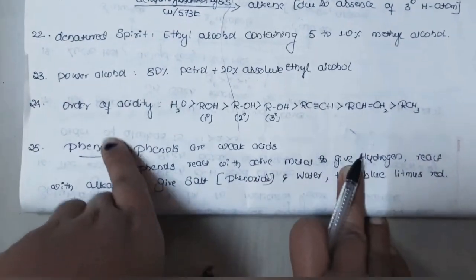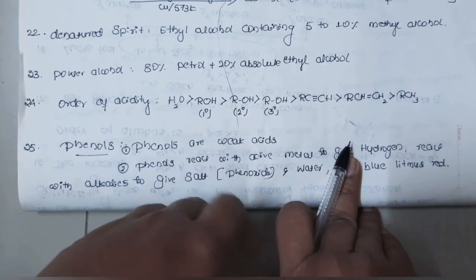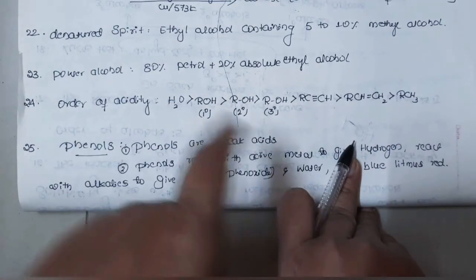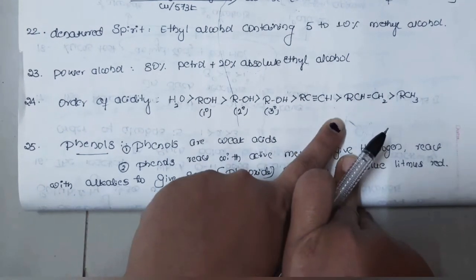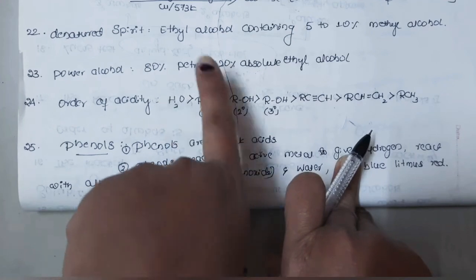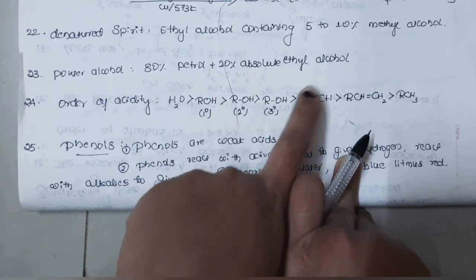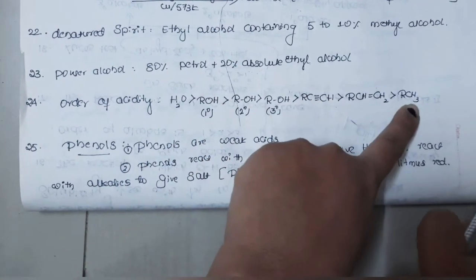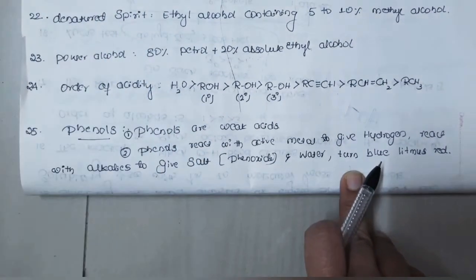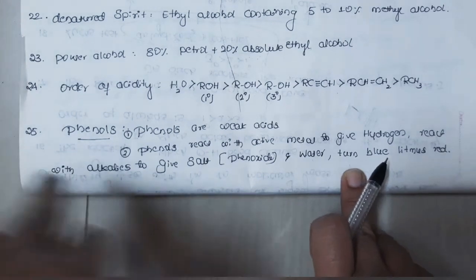When it comes to the order of acidity, we will say alcohol is least acidic. So when I consider the order of acidity of water and the primary, secondary, tertiary alcohol, this is the order you have to remember. Among all, water is highly acidic, followed by primary, secondary, tertiary, alkyne, alkene, then alkane. So this is about alcohol, some important points that I have taken.